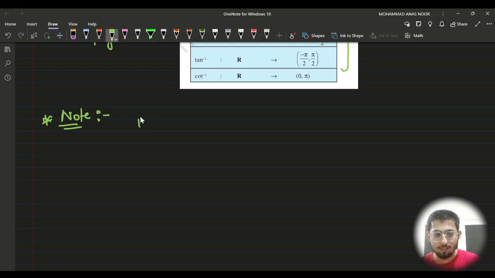So the first thing is that we should not confuse sine x inverse as the same as sine inverse x.